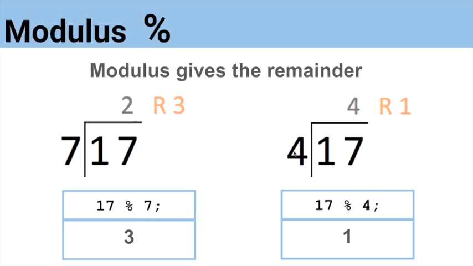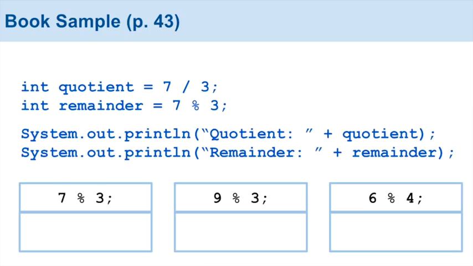So let's look at this problem. It's the same thing, a regular division looking problem. If you said, what's 17 divided by 4? Well, we know 4 times 4 is 16, which would give us 1 left over. So 17 modulus 4 gives us 1. So we're going to go through a few more problems.